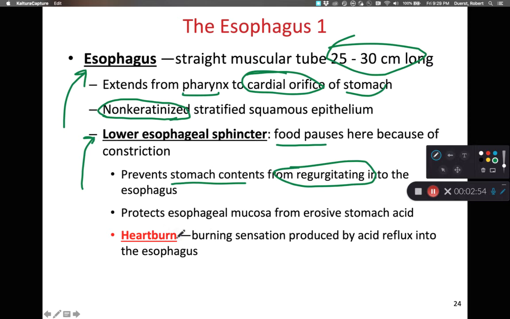It also helps to protect the esophageal mucosa from the stomach acids that could erode away at the esophagus. When somebody is experiencing heartburn, they are experiencing stomach acid making it up into the esophagus and dissolving some of the mucosal membrane of their esophagus. If this happens frequently, they may have something known as acid reflux disease, which is going to contribute to a breakdown of that lower esophageal sphincter.